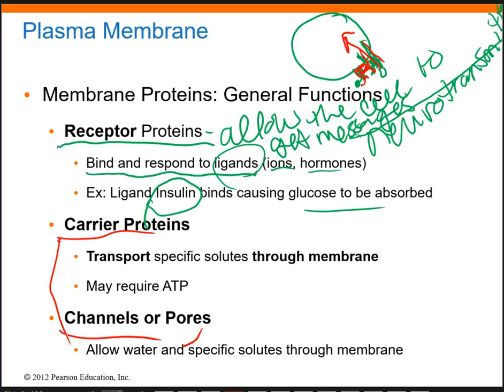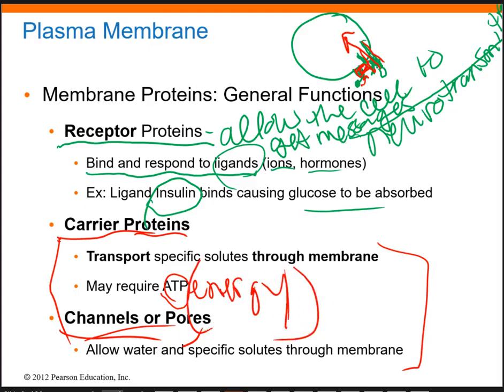We can do that via carrier proteins, which will grab a hold of something and physically move it across the plasma membrane. Or channels or pores, which are a little bit smaller, and they're just like they sound, they're channels. They're like little tunnels that are made out of protein that allow things in and out of the cell. We'll talk a lot more about these and the way that they work and the types of things that they transport. We'll talk about whether or not they require ATP or energy. All of that will be in probably the third lecture that we do on the cell.